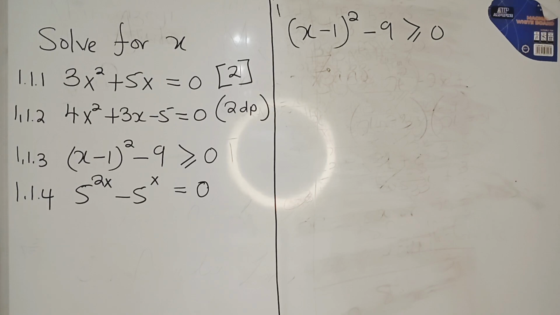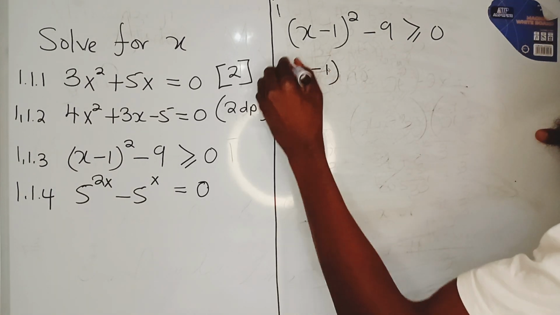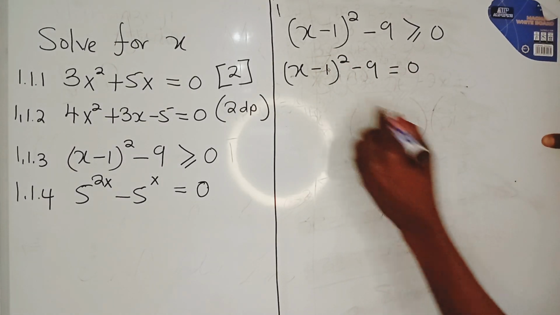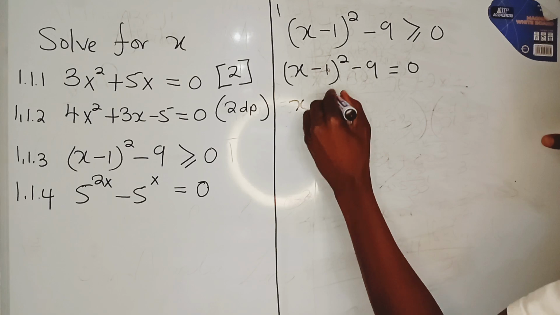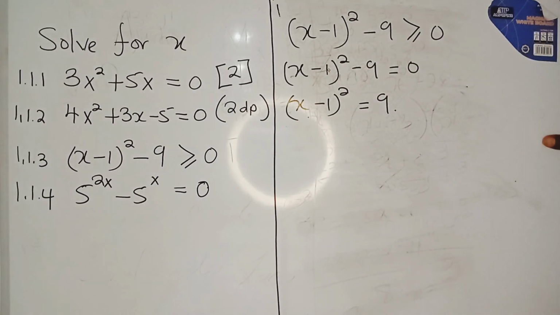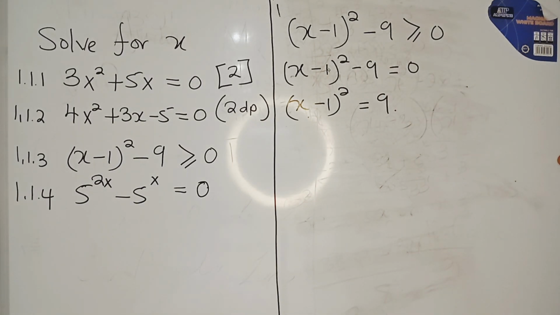Right, so what you need to do here is you first need to find critical values. But how do you find critical values? It means we have to treat the left hand side as equal to the right hand side. So we are going to say let x minus 1 squared minus 9 is equal to 0. So we are going to have x minus 1 squared is equal to 9 if we transpose minus 9 to that side.